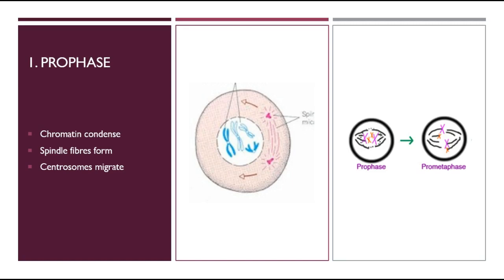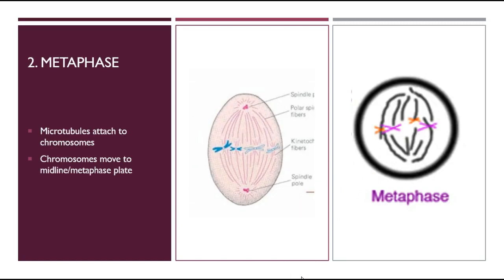Okay, this is the picture of prophase. At this phase, the chromatin condenses. The spindle fibers form. Did you see? This is the spindle fiber. And then the centrosomes migrate to the poles. And it will go to the next phase, which is metaphase. The microtubules will attach to the chromosomes, and the chromosomes move to the midline plate. This is the spindle, this is the polar spindle fiber, and this is the chromosome. This is the spindle pole.